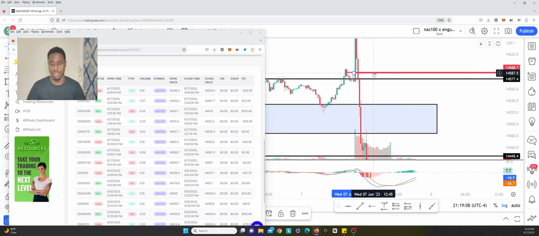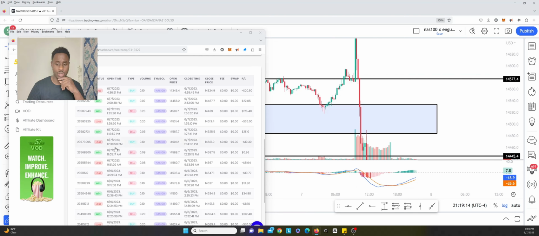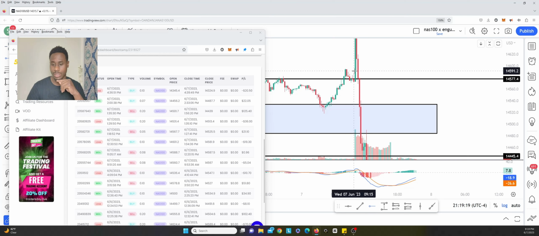The next trade now was a buy side trade at, what's this, 9:30. So I entered at 9:30. Let's see what happened here. 9:30, I entered at 14,601.2.